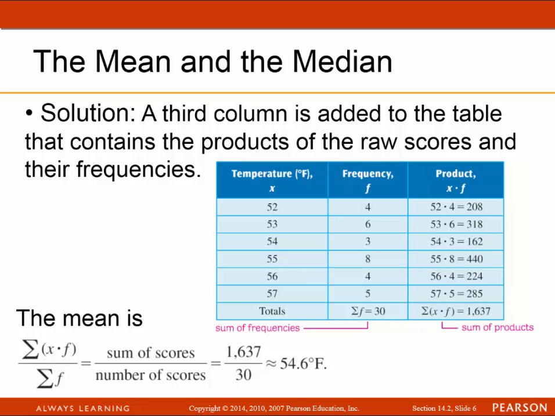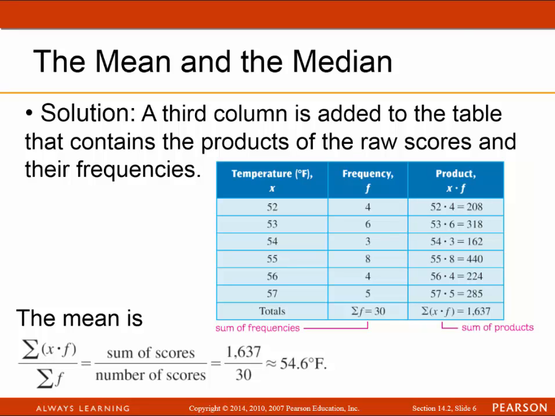What we have here is a third column added to the table that contains the products of the raw scores and the frequencies. We take the x's and multiply them times the frequency. When we have data that's categorized or put in classes, this is how you find the mean. So we'll do 52 times 4, 53 times 6, 54 times 3, and so on, all the way until we multiply all of them, and then we add up all of those products.